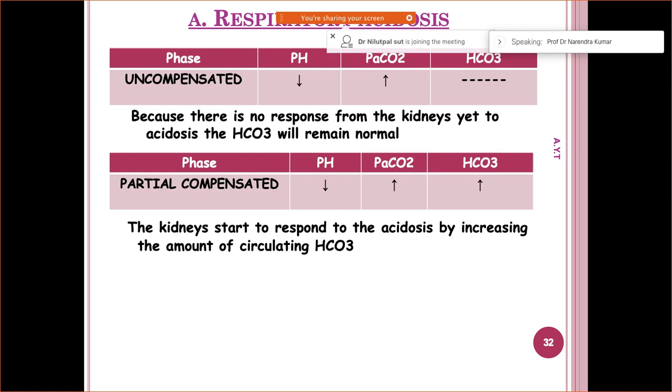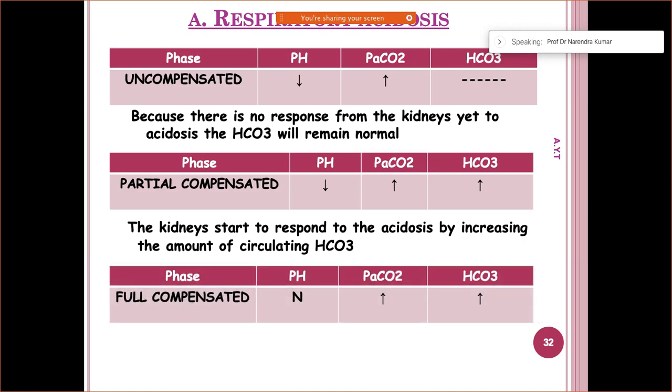So what are the responses? In compensation, as I had already mentioned, the kidney is starting to respond to the acidosis by increasing the amount of circulating bicarbonate. Okay, and what is fully compensated? In the fully compensated one, the pH is going to become normal. PaCO2 is still going to be elevated, and the bicarbonate is also going to be elevated. It takes a little bit of time, with the passage of time, for this to happen, of course.